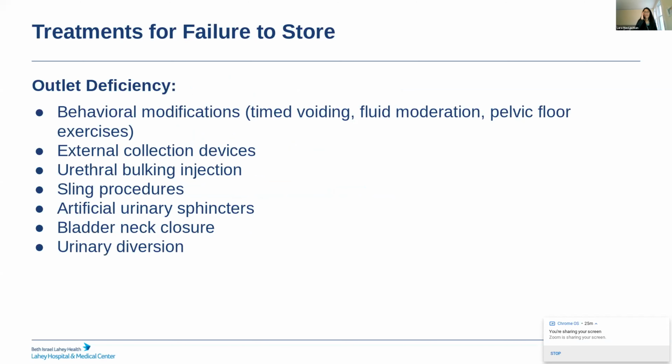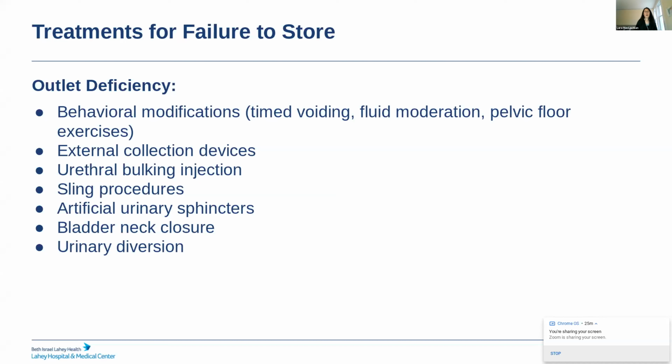Now, if the patient's failure to store is due to an outlet deficiency, again, behavioral modifications such as pelvic floor exercises, time voiding, again, external collection devices, specifically for men, like a condom catheter. And then here, this is where the treatment options diverge from the previous one, where you could offer patients urethral bulking agents for their outlet, or sling procedures, artificial urinary sphincters.